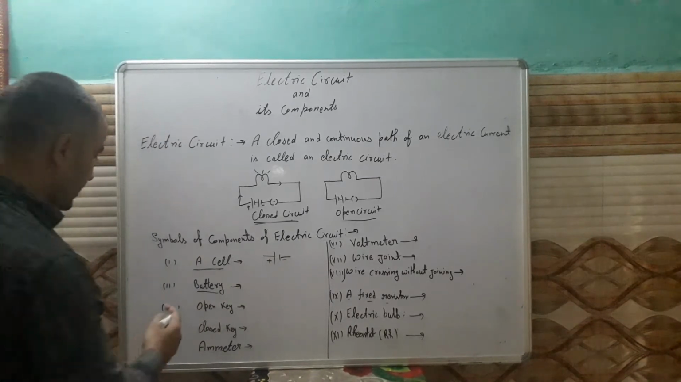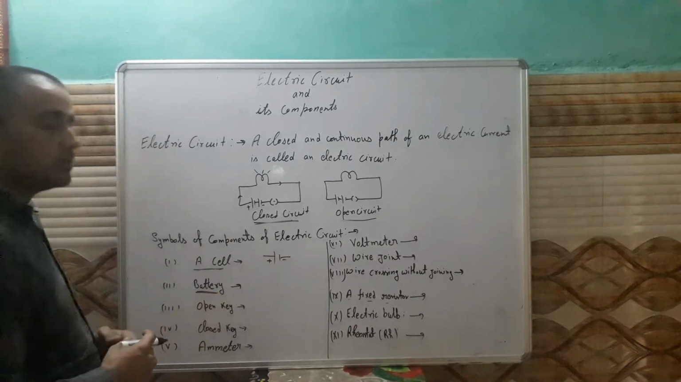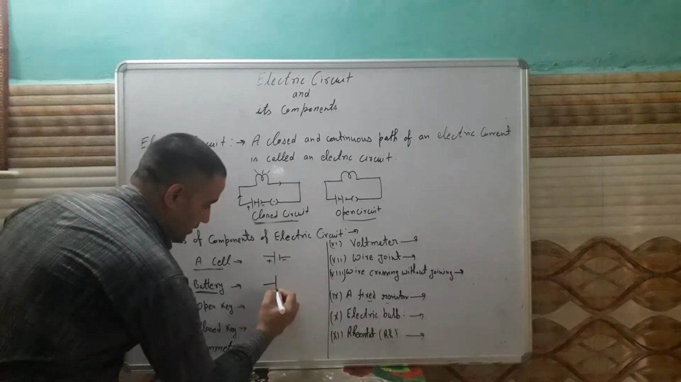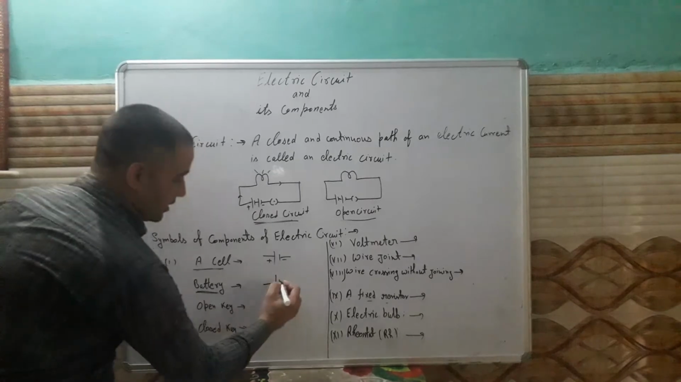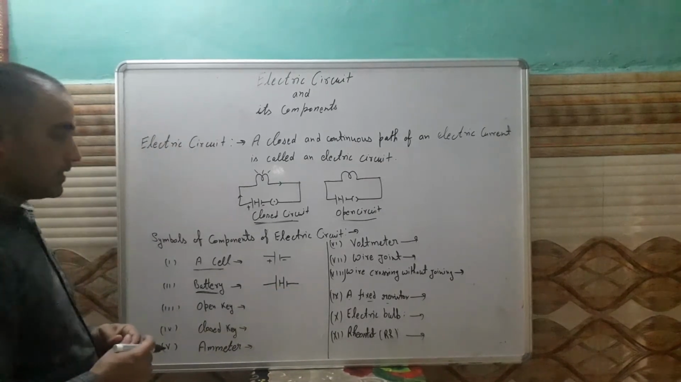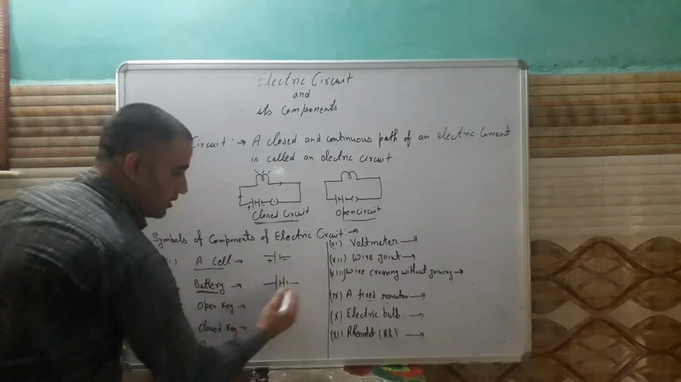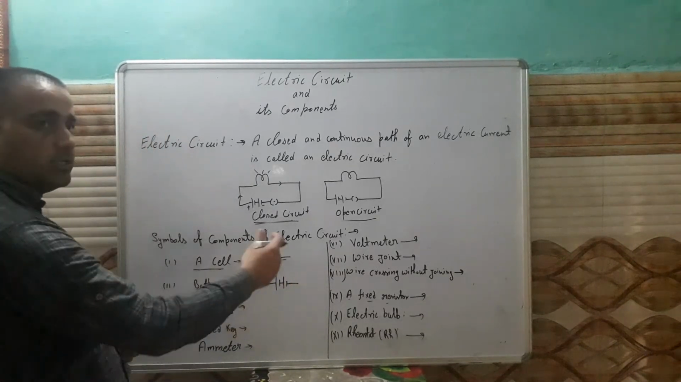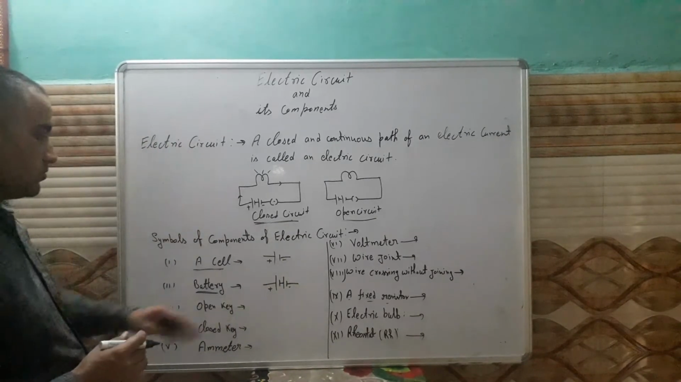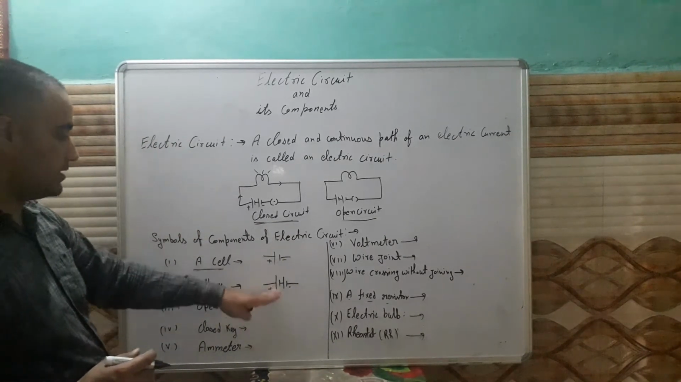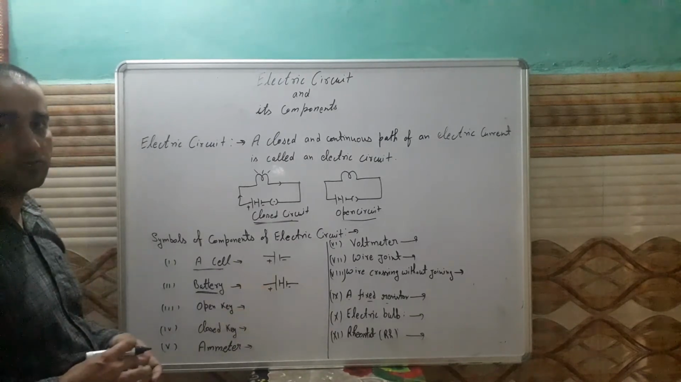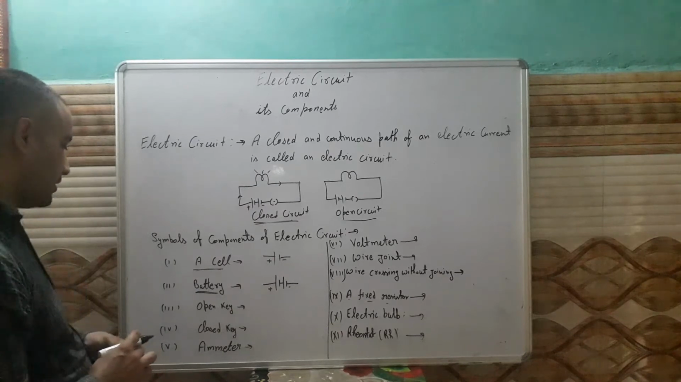Next, battery. What is a battery? A battery is a combination of two or more cells. We can represent the combination of two or more cells in this way. This is one cell. We can connect one more cell. So this is a battery having two cells. Similarly, we can connect 2, 3, 4, 5 and so on cells in a battery. Again, same as in the case of a cell, the bigger line shows the positive terminal of the battery and the smaller line shows the negative terminal of the battery.